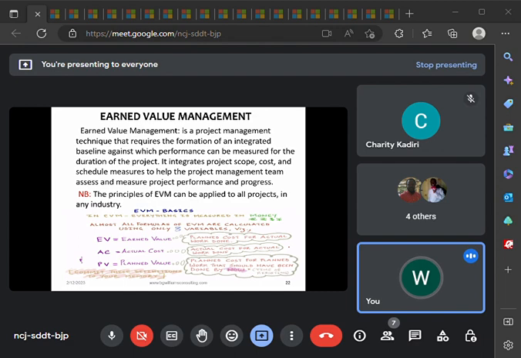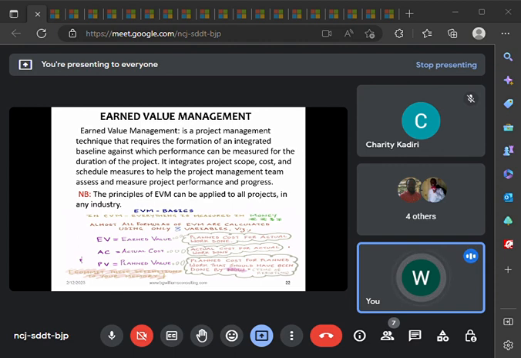First and foremost, what is EV? EV in this context simply means the estimated value of work actually completed. That is what EV is. Earned value: what is the actual value of work completed in terms of schedule, in terms of cost?